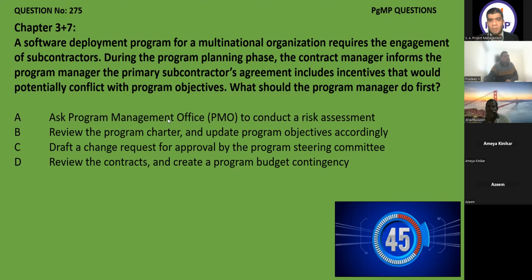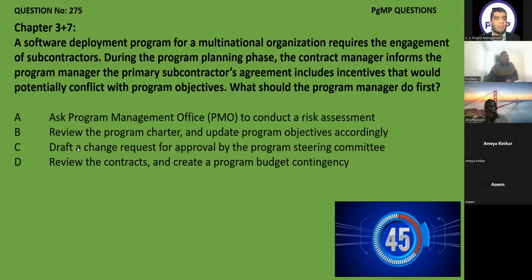So we are left with option B and option C. So the correct answer is B here. Why? Because he will review the program charter. This is the responsibility of the program manager. And then he will update the program objectives accordingly. He is keeping his document up to date.